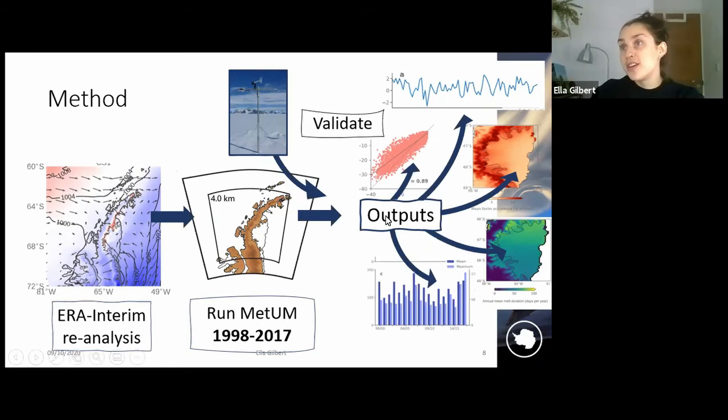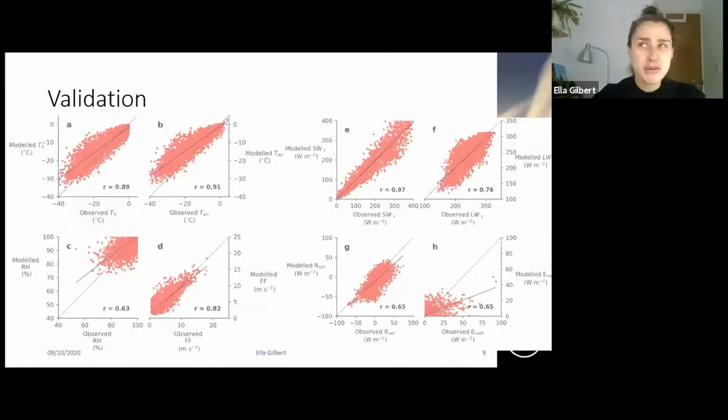Once we've got all the outputs, then we can validate them against the available data. This is things like automatic weather station data on the ice shelf. And if we're confident that it does a reasonable job at representing those, then we can start to think about the analysis. And that's where we start using the outputs like this here. So for the rest of this, I'm just probably going to mention hindcast, and hopefully you will know what I'm talking about. So very briefly, because the validation is always the least exciting part, I just want to convince you that the MetUM is doing a reasonable job of representing conditions.